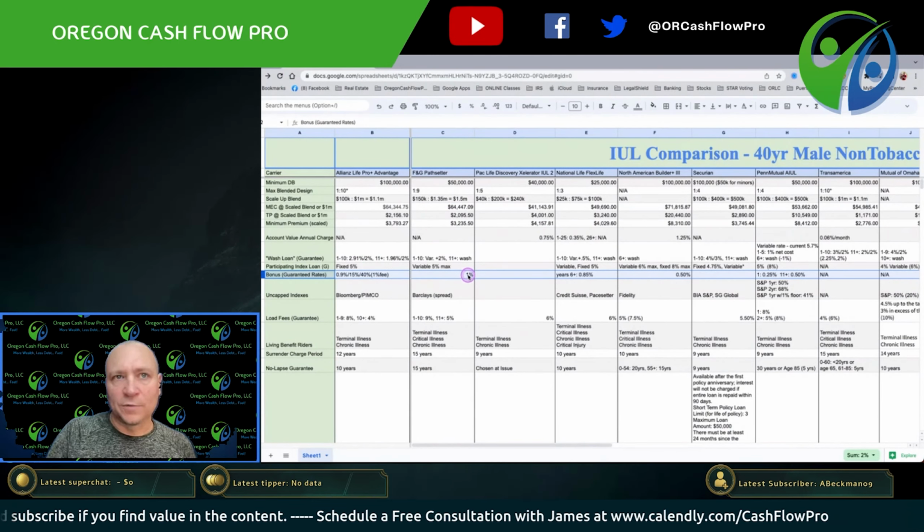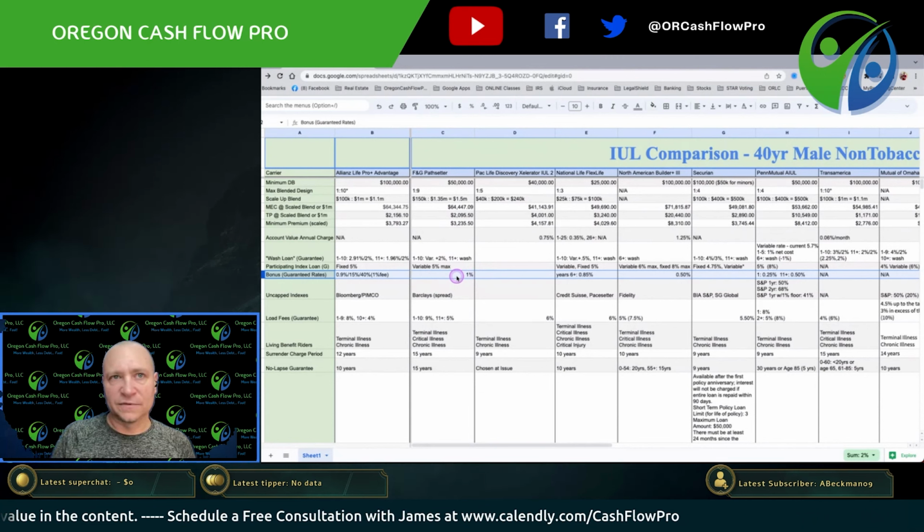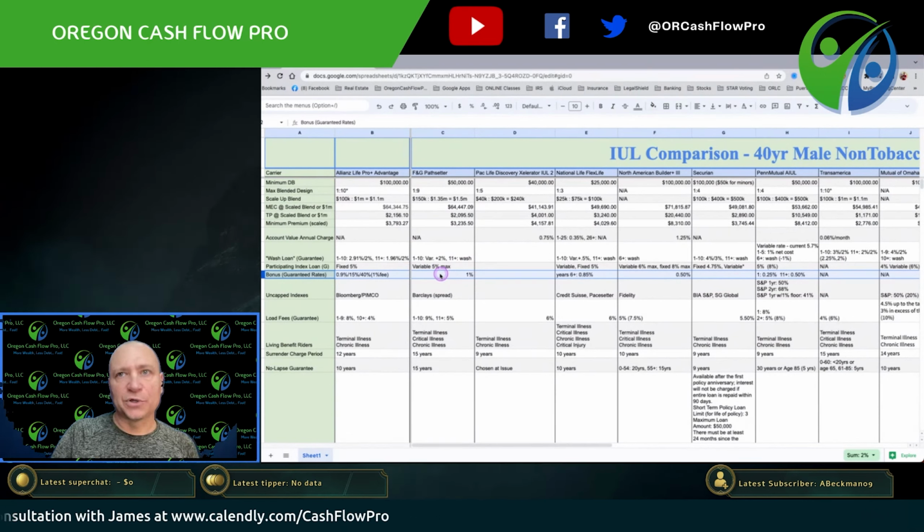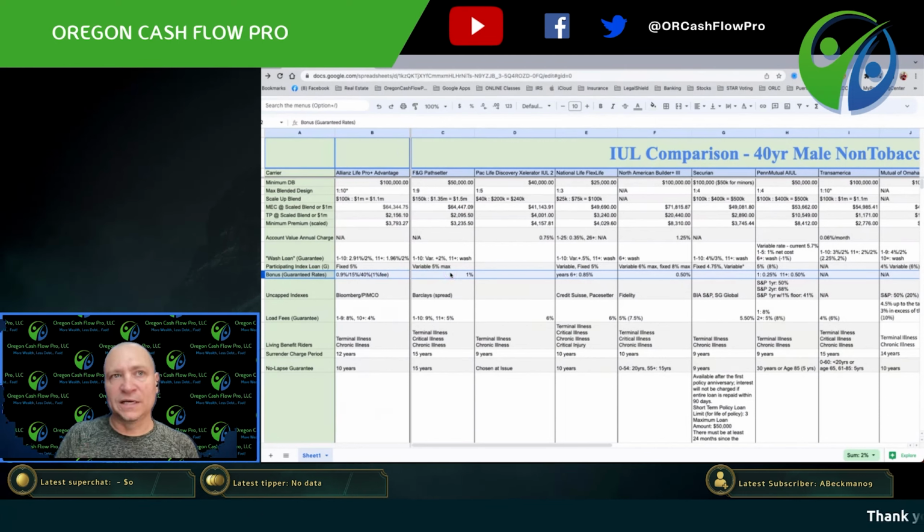F&G has a 1% bonus that's available. You may have to have a particular index to be able to take advantage of these bonuses. They may not be available with all index options in these carriers. We're just highlighting if there are bonus options available.